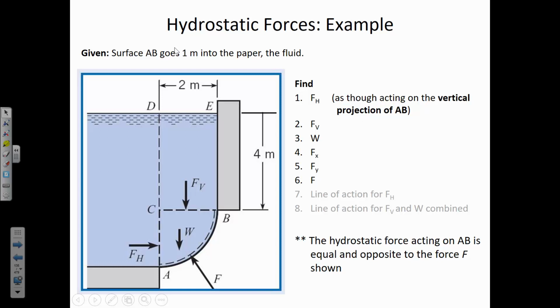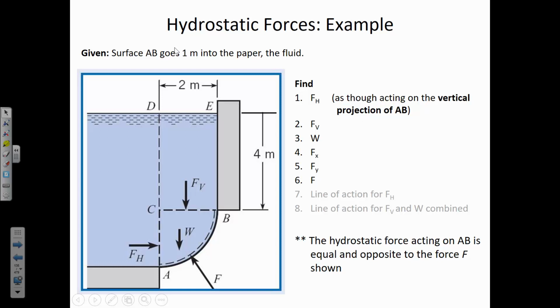So what we're going to do to find F sub h is pretend like there is a flat plate there, a vertically oriented flat plate. Hey, vertically oriented, we love those, right? We love vertically oriented shapes because they're so easy to solve. The magnitude is equal to the pressure at the centroid multiplied by the area. The location is just y sub CP and so on. So let's do that. Let's find out F sub h.